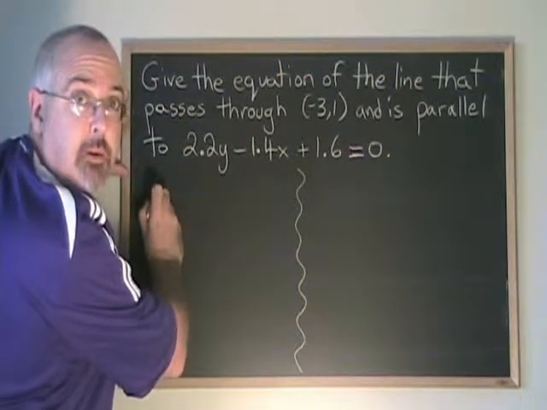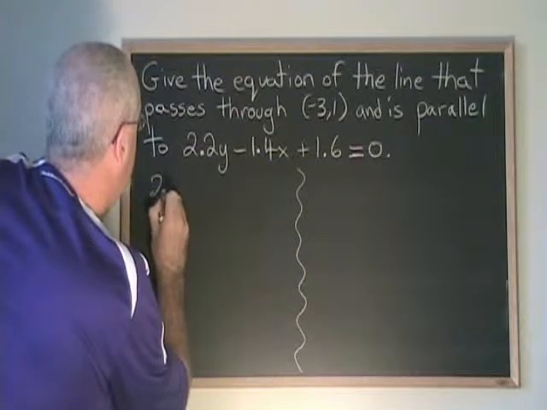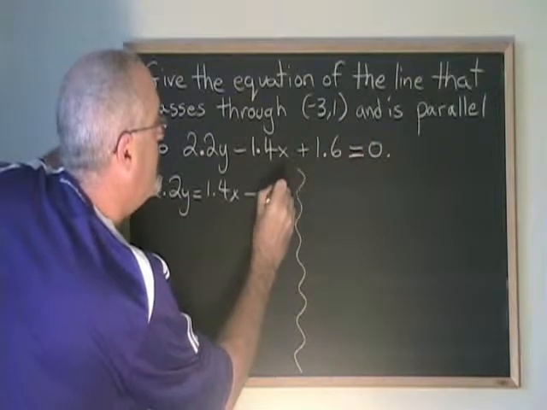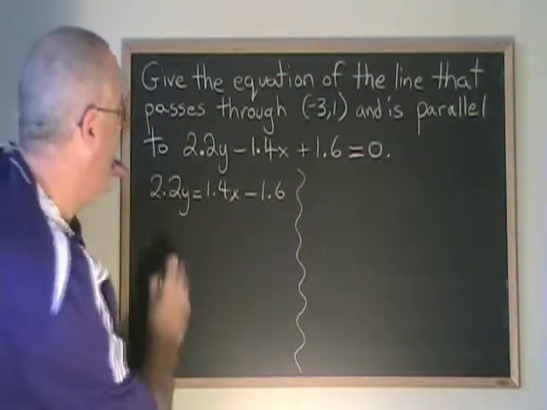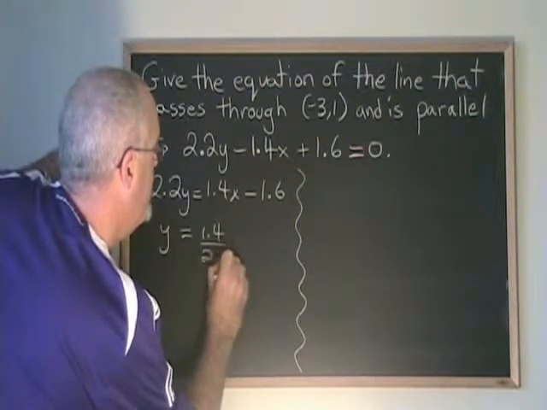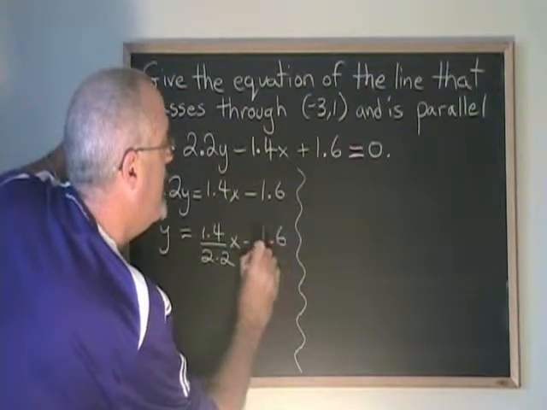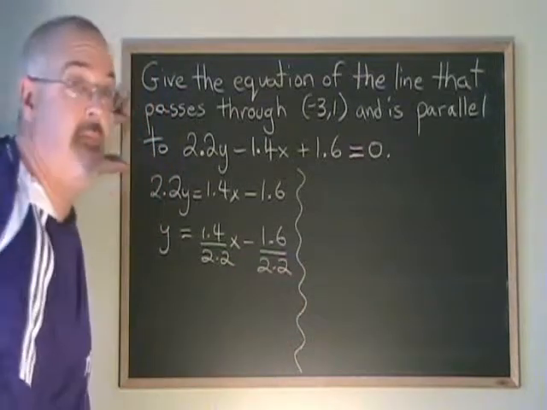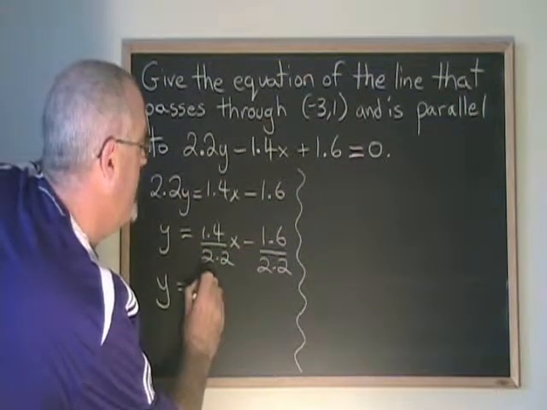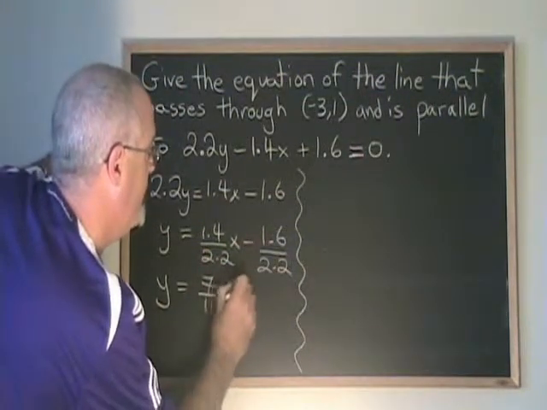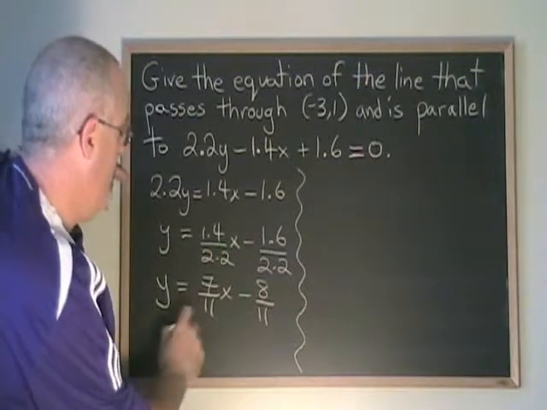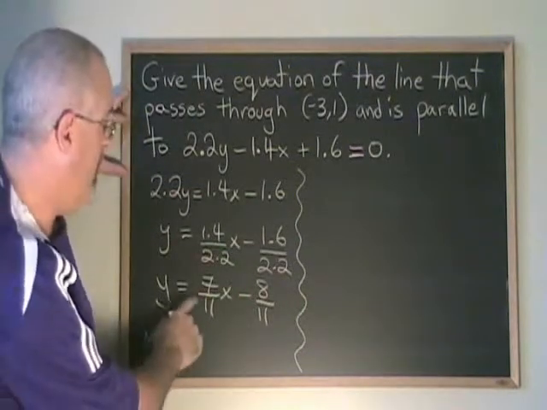Converting this into slope-intercept form, I get 2.2y equals 1.4x minus 1.6, and then isolating the y, y equals 1.4 over 2.2x minus 1.6 over 2.2. 1.4 over 2.2 is equivalent to 7/11. The slope, m1, of this line is 7/11.